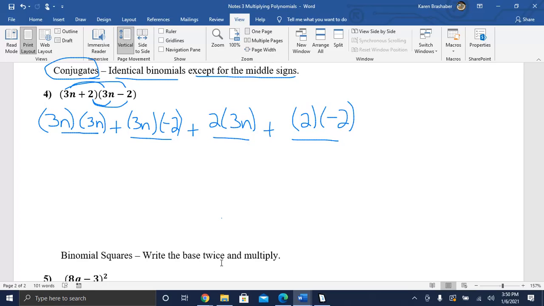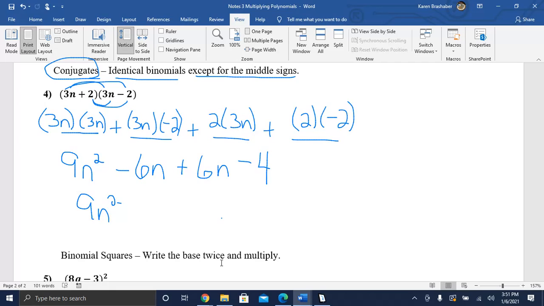So our first one, 3n times 3n, that would be 9n to the second. Then we have a positive 3 times a negative 2. That's going to be negative 6, and then there's an n. So negative 6n. And then positive 2 times 3n, that's going to be positive 6n. And then finally we have 2 times negative 2, and that will be negative 4. So I'll have 9n to the second.